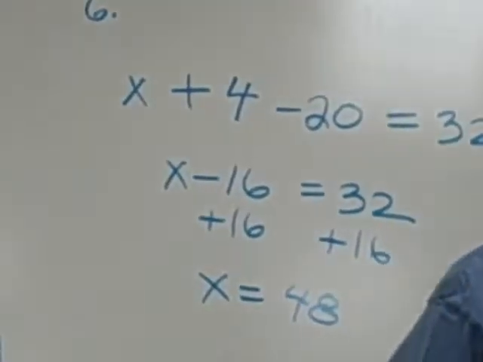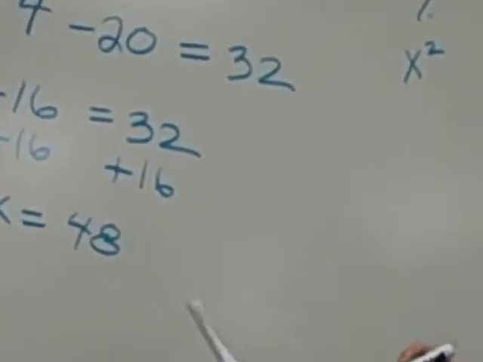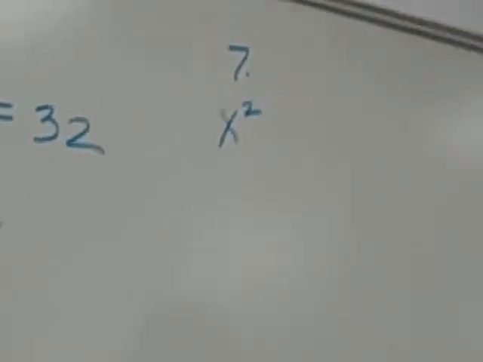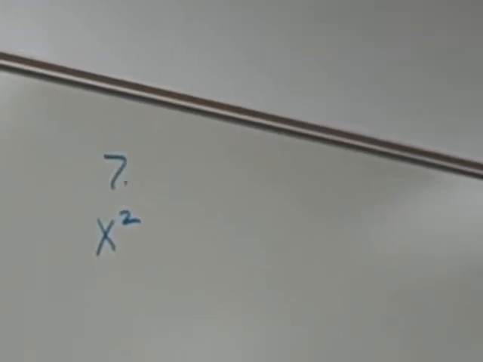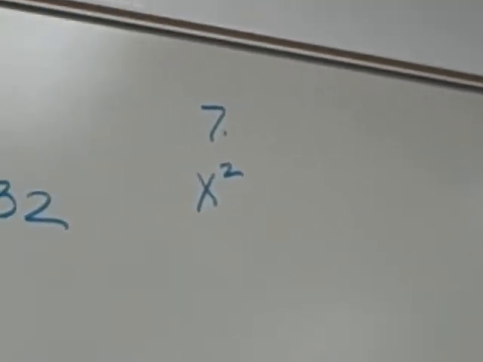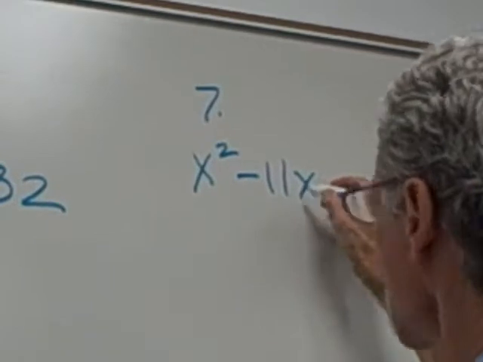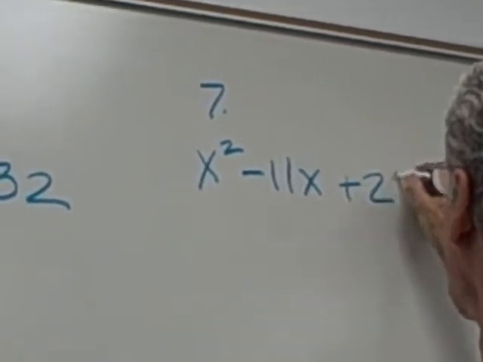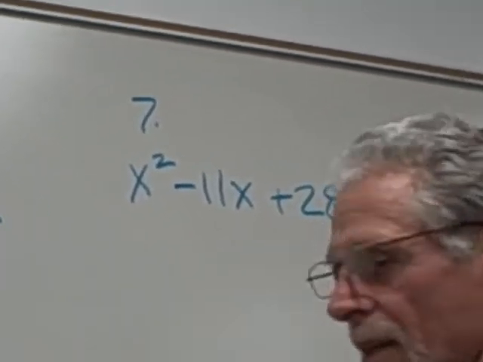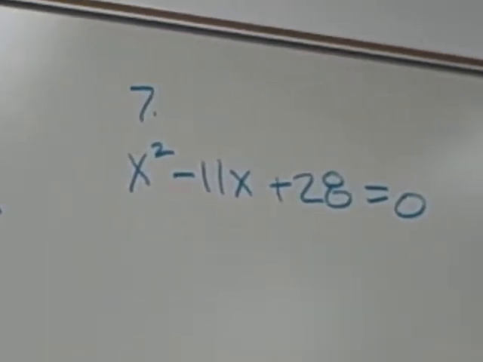Okay, number 7. That's an important problem. I think you skipped 5. Yeah, I intentionally skipped 5 because there are more important problems. We have other problems that are similar to 5, and don't worry, they'll take the place of that. X squared minus 11x plus 28 equals 0. Now, this is called factoring a trinomial.